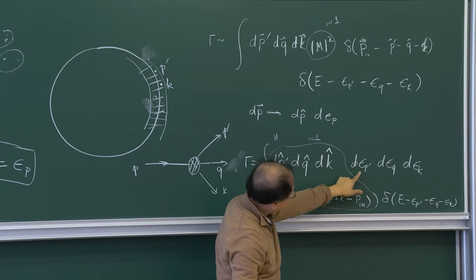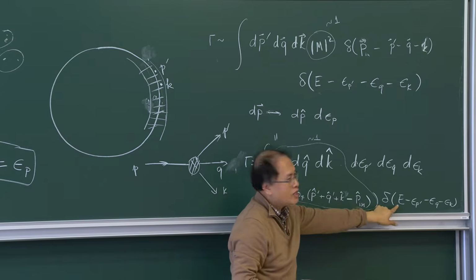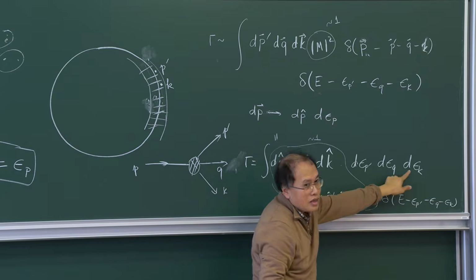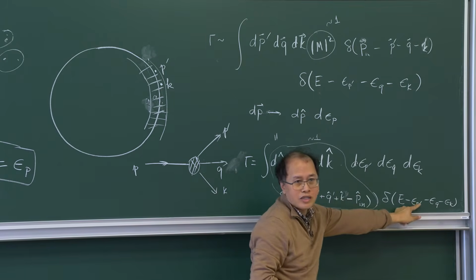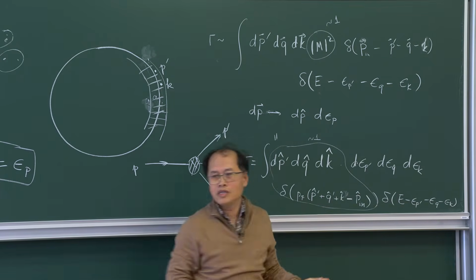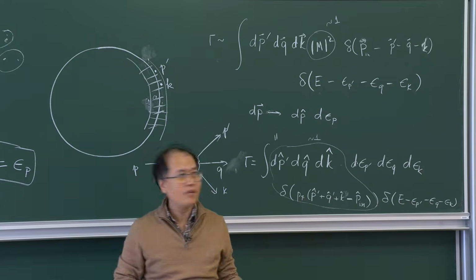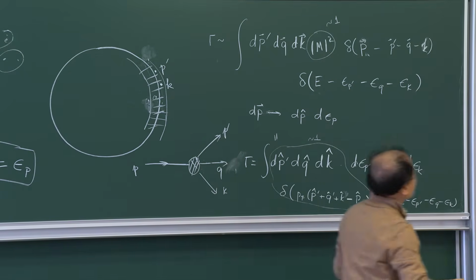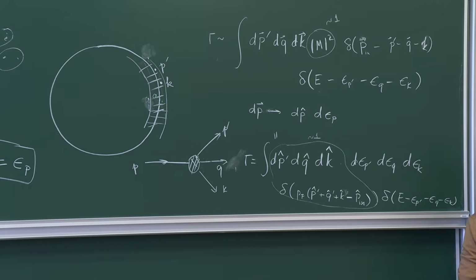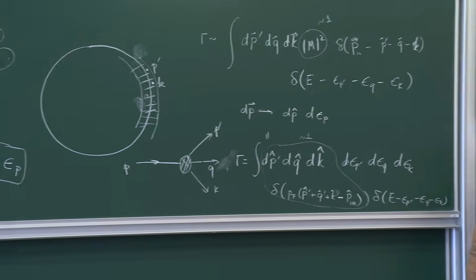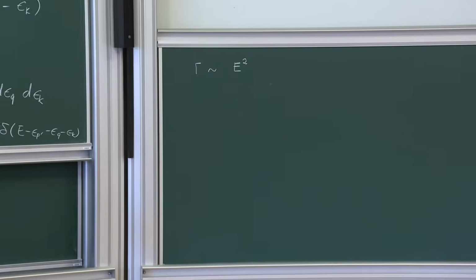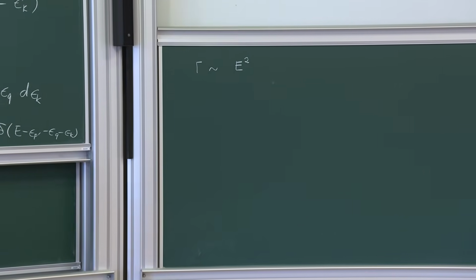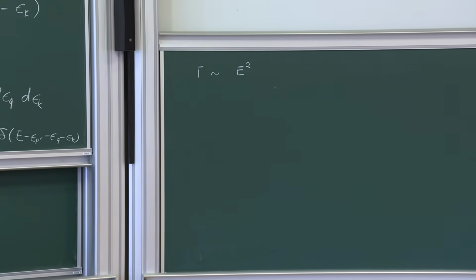The thing that changes with the initial energy is in this integral of three energies times a delta function of energy, which is energy squared. The delta function is 1 over energy. And so that means that gamma scales like energy squared. Any question about this?